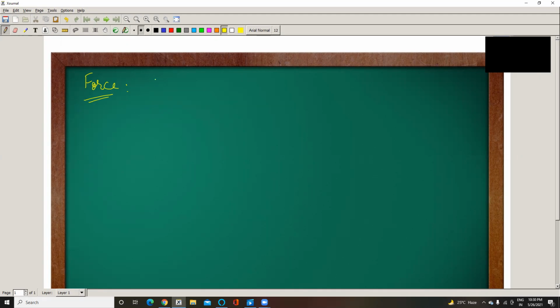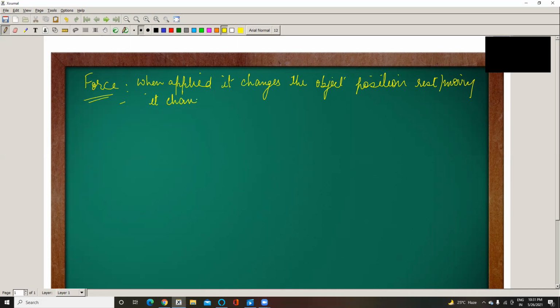You can say that force is usually that when applied, it changes the object's position, whether it is at rest or in a moving position. It changes the shape, or we can say it deforms the object.